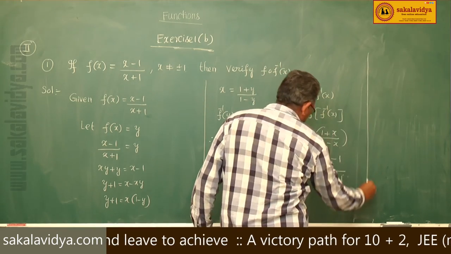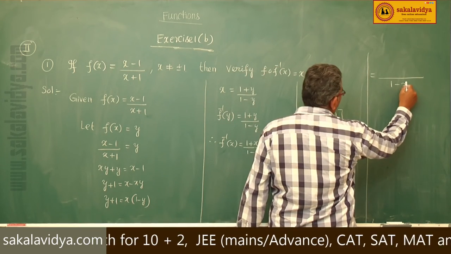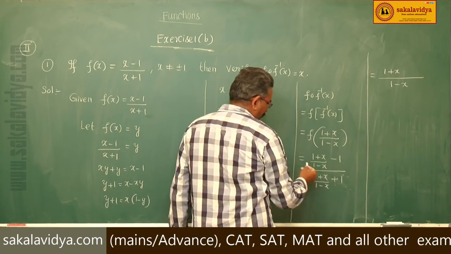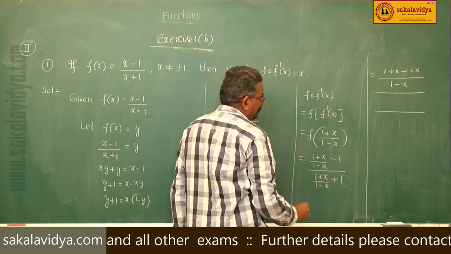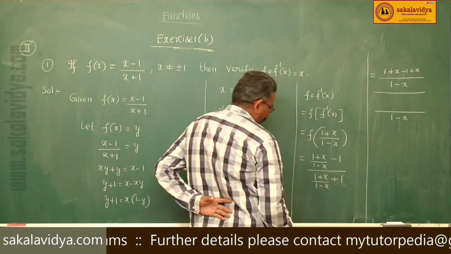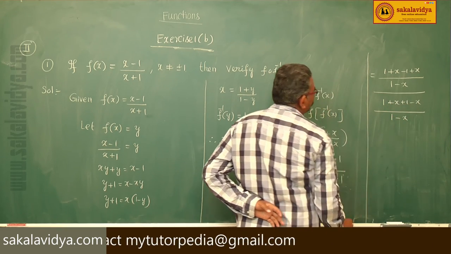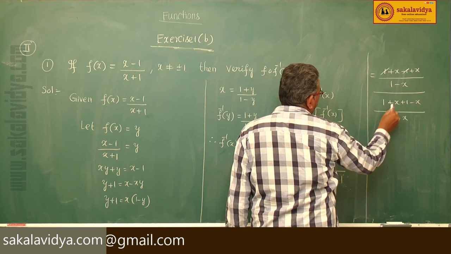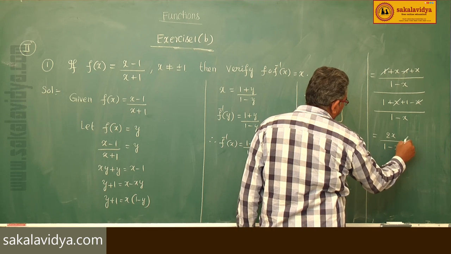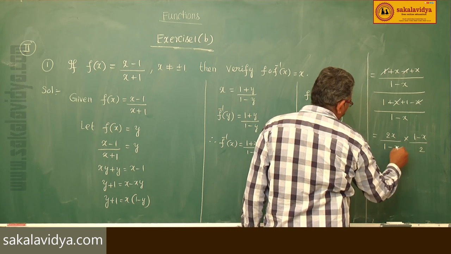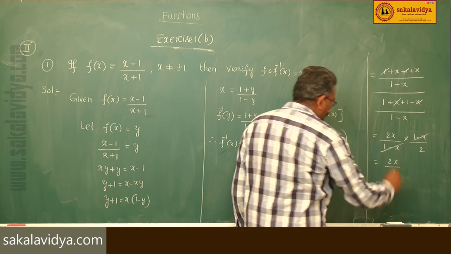So, now here LCM is 1 minus x, 1 plus x minus 1 plus x by here 1 minus x LCM, 1 plus x plus 1 minus x, 1 cancel, x cancel, 2x by 1 minus x multiplied by 1 minus x by 2. These two gets cancelled, 2x by 2. So, this is equal to x. Hence, it is verified.